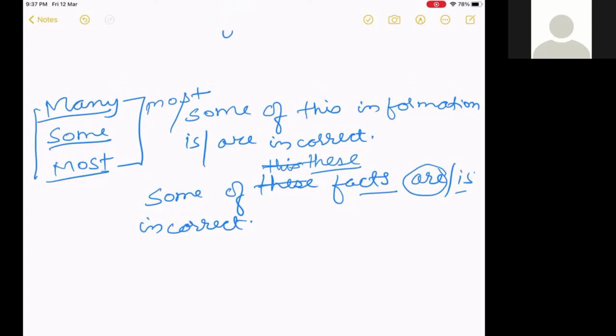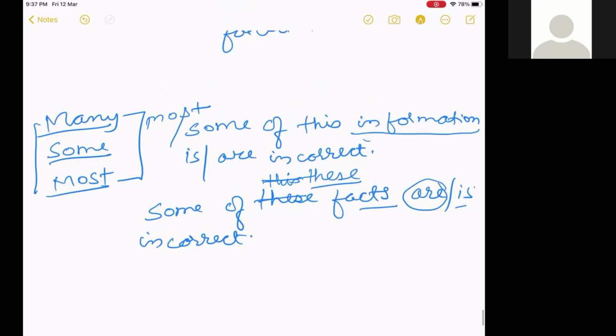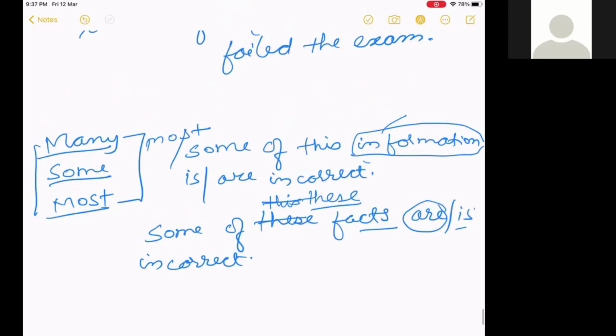So if we talk about many, some, and most, it depends on what word you are using there. What is information? What is class? Basically information is an uncountable noun. If the noun is singular, then we will go with is. Uncountable noun is taken as singular always. We never say water are, we say water is.